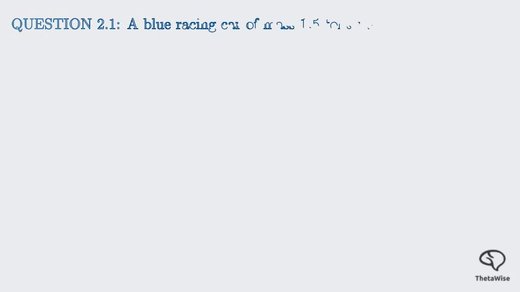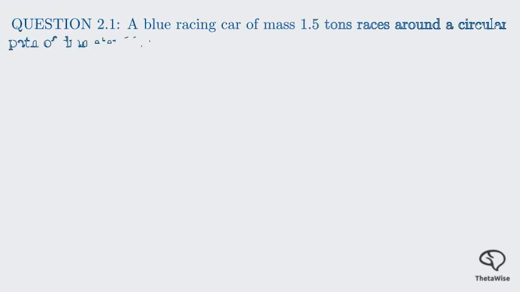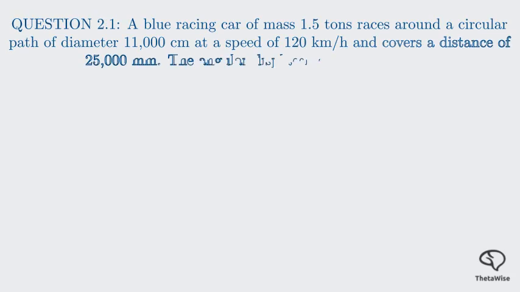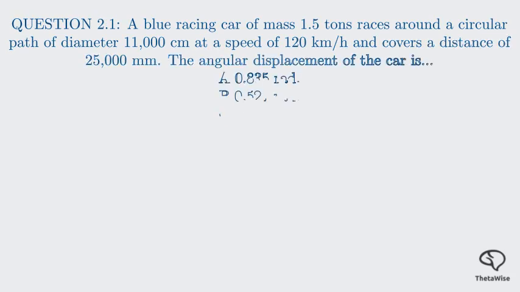Our first question, labeled 2.1, asks: a blue racing car of mass 1.5 tons races around a circular path of diameter 11,000 centimeters at a speed of 120 kilometers per hour and covers a distance of 25,000 millimeters. The angular displacement of the car is: a) 0.835 rad, b) 0.524 rad, c) 0.355 rad, d) 0.455 rad.